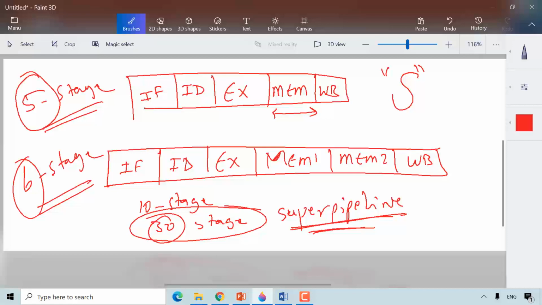We will see that there are things called hazards that will slow my pipeline down, and we'll discuss those in the next lecture. And thank you very much.